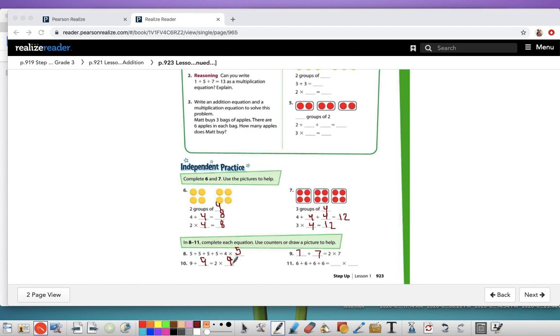So let's write that. Now we have 6 plus 6 plus 6 plus 6. So we have how many groups of 6? 1, 2, 3, 4. So that's going to be our first number. Put it in. And then we're counting groups of 6, right? 4 times 6. There you go. Easy peasy, lemon squeezy. That's what we're going to do. Good job, boys and girls. Good job.